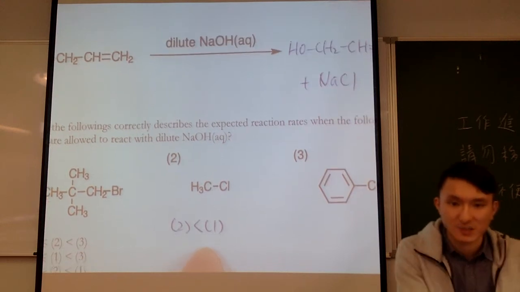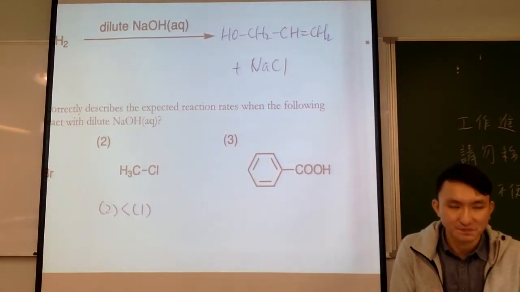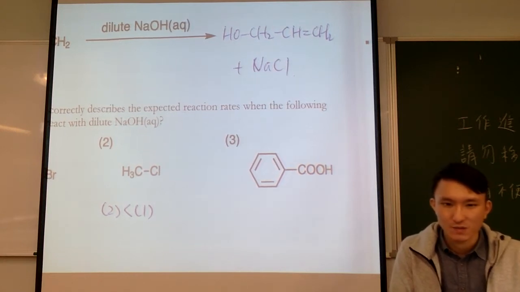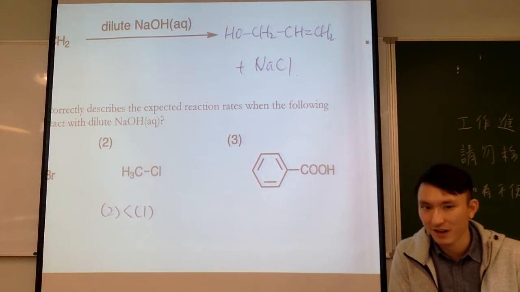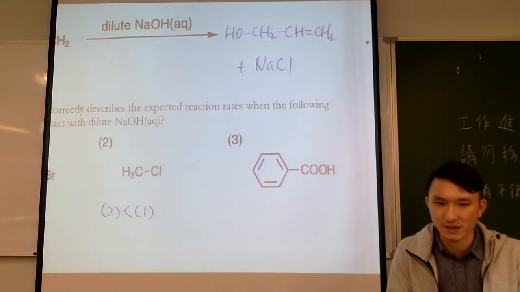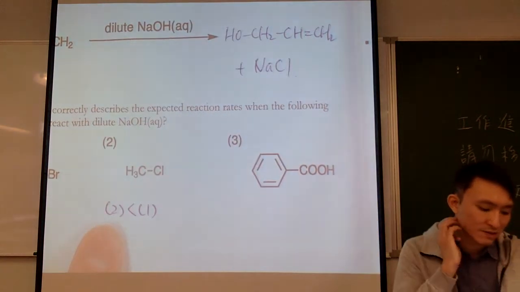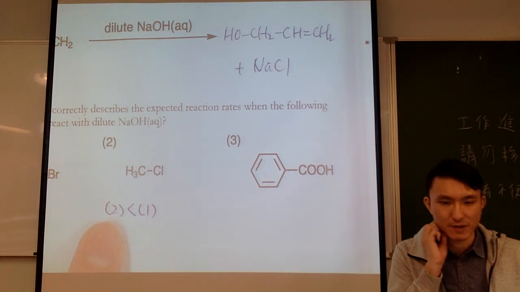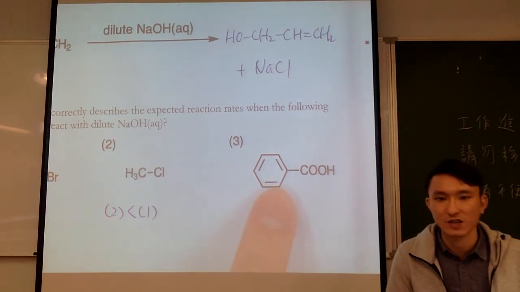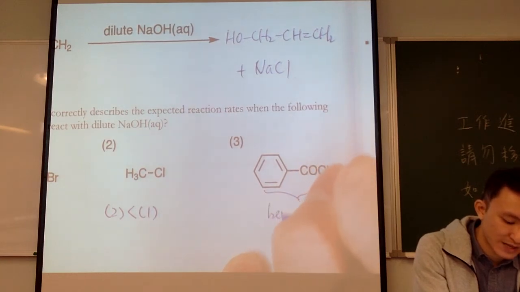Okay, at least we know this. But the question is, what about three here? Hey, this is not a haloalkane, right? So would that be no reaction at all, right? If that is the case, if you expect to see no reaction, then the answer would be 3-1, right? 3-1. However, if you are smart, if you pay extra attention, this one is actually benzoic acid. This is benzoic acid.